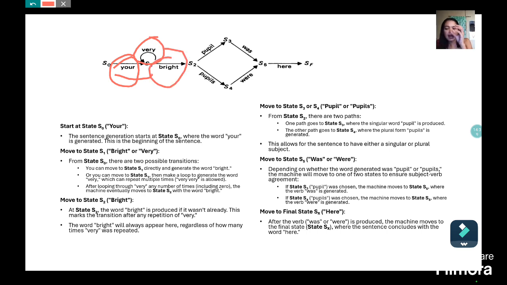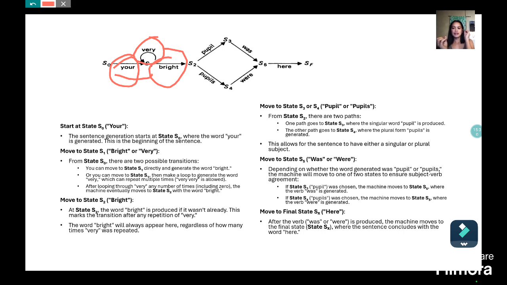Moving from state 0, your, we move to state 1. It can be bright or very. You can move to state 1 directly and generate the word bright, or you can stay at state 1 and make a loop to generate the word very, which can repeat multiple times. Very, very is allowed. After looping through very any number of times, including zero, the machine eventually moves on with the word bright to state 2.